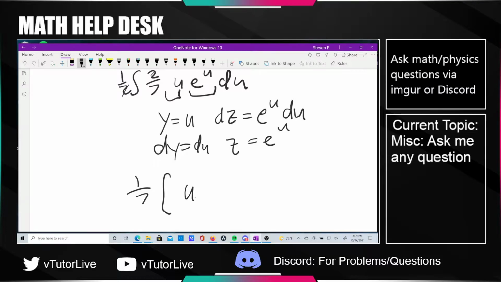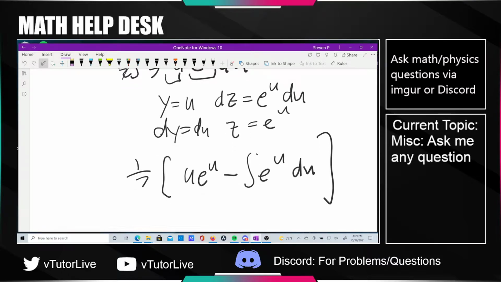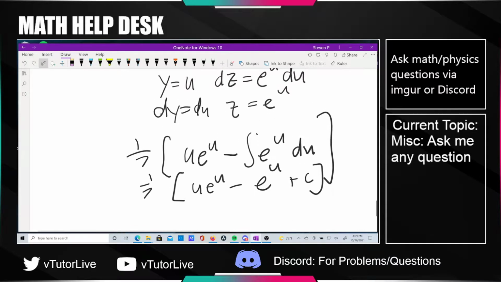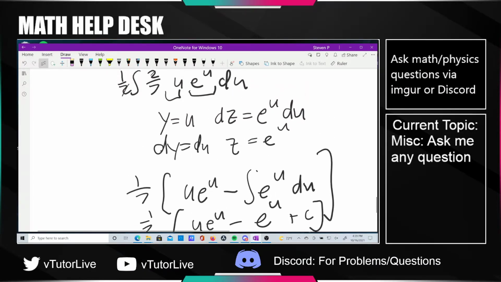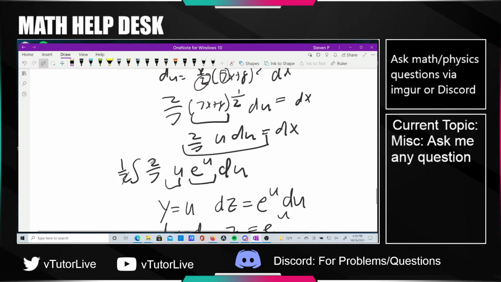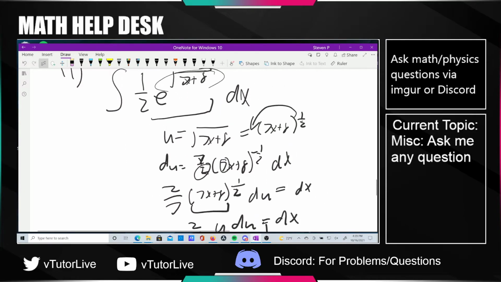This looks like u e to the u minus the integral of e to the u du, right? And this really shouldn't be so bad at this point. Right? The integral of e to the u is just e to the u itself. So this looks like u e to the u minus e to the u plus c, right, times 1/7. And for problems like this where you did some kind of substitution, you do have to remember to plug in, because u is just something that you yourself defined, right?